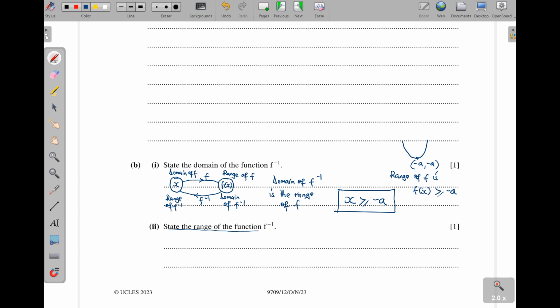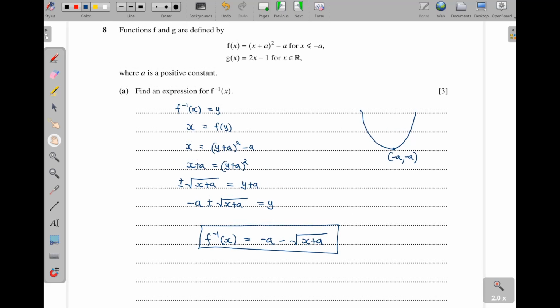And number 2, state the range of the inverse function. The range of the inverse, like I said here, is the domain of f. So the range of the inverse function is equal to the domain of f. Now the domain of f, if we go back and check, is here: x is less than or equal to negative a.